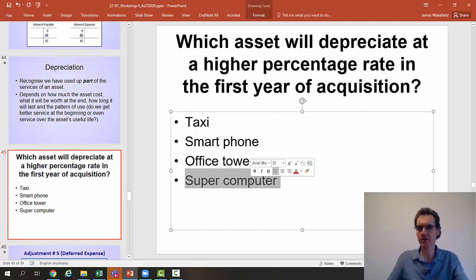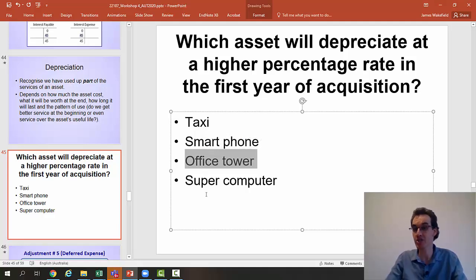Okay, some of you would have said a supercomputer has the highest rate of depreciation in the first year because a supercomputer is really useful in the first year, might give your firm a competitive advantage in the first year, and so therefore you want to reflect a higher percentage rate of depreciation in the first year to reflect the higher earning potential of that asset. Some of you might have indicated an office tower, although this one will typically depreciate over a much longer period, maybe 20, 30 years. Taxis generally are depreciated over the legal life that they can be kept on the road, which I believe in New South Wales is around 5-6 years.